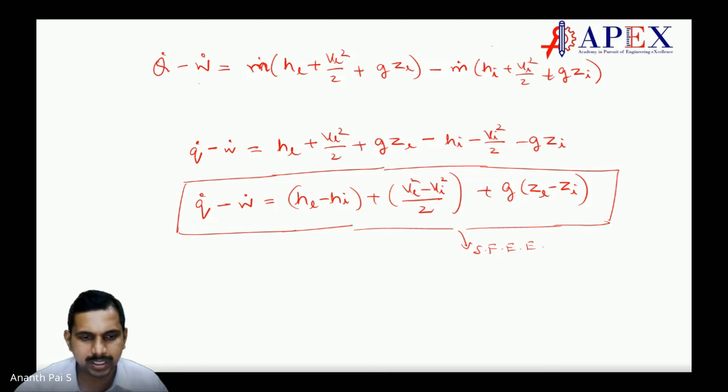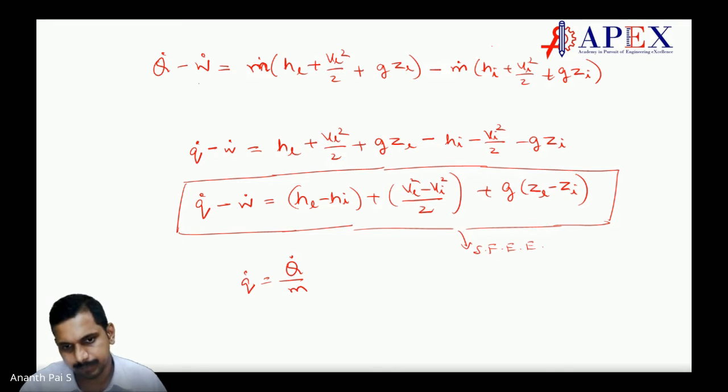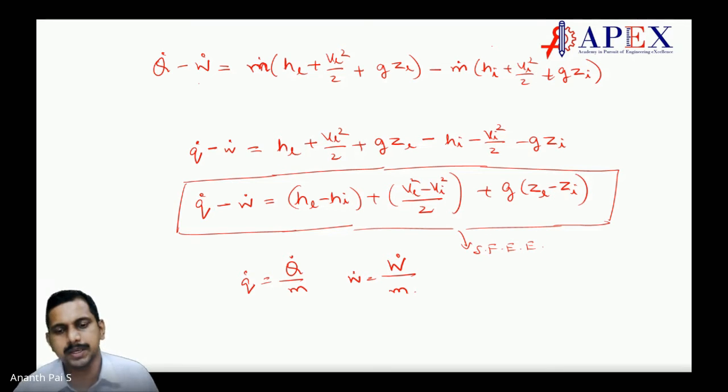Sir, that second equation we get per unit mass. So you can say q is equal to capital Q dot divided by small m dot, and w is equal to capital W dot divided by small m dot. Make sense?